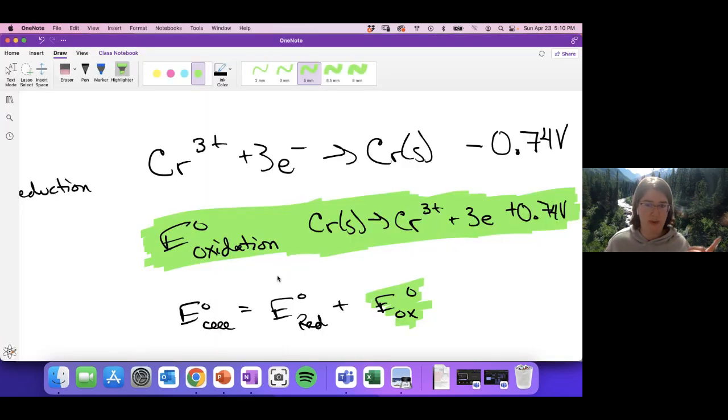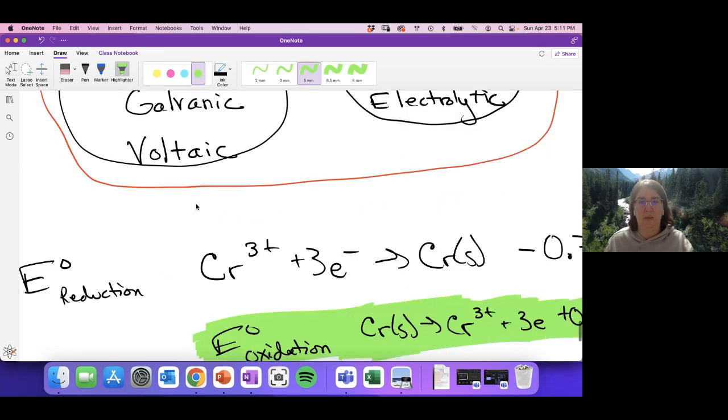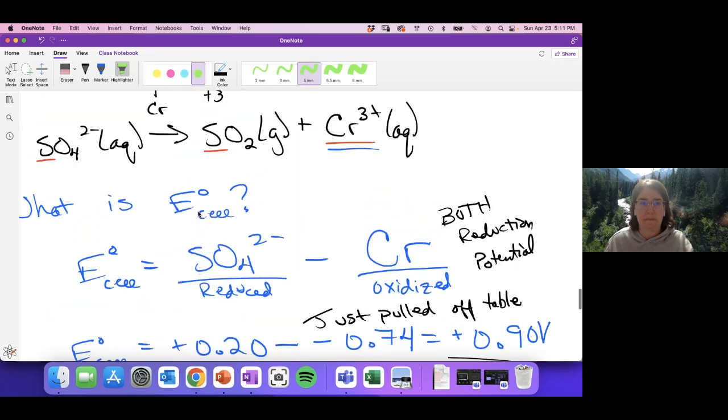Okay, we've done balancing. I've done galvanic and voltaic. I've done calculating E cell. Oh, let's do a line diagram. Yeah, let's do a line diagram. Then I'll take questions and see how we're doing.